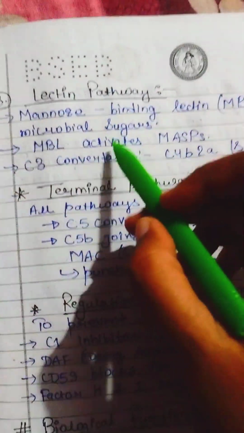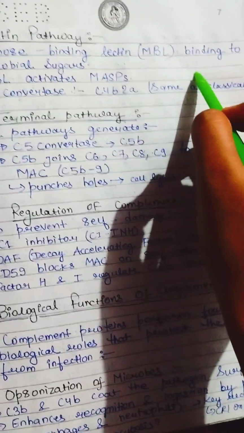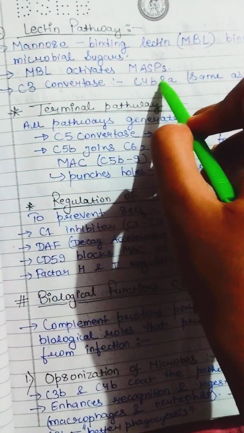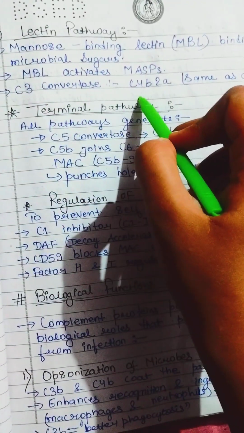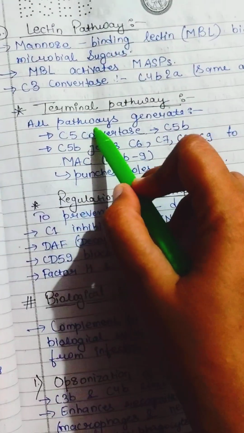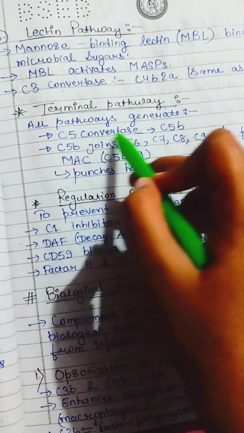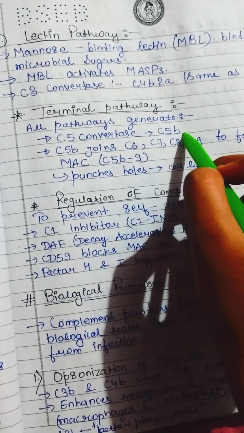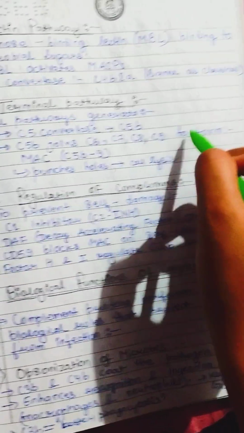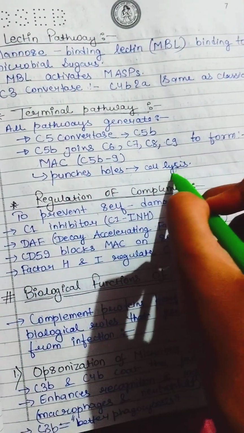Lectin pathway. Third is mannose-binding lectin, MBL, binding to microbial sugars. MBL activates MASPs. C3 converts to C4b2a, same as classical pathway. Terminal pathway. All pathways generate C5 convertase to C5b. C5b joins C6, C7, C8, C9 to form MAC, C5b9. Punches hole to create cell lysis.